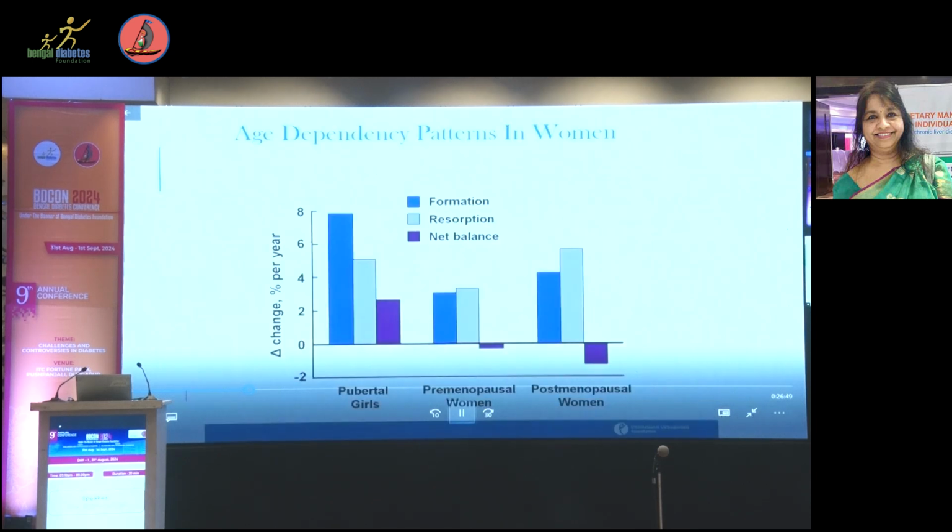And just to quickly show you what happens as an example in women: if you take pubertal girls, formation is more than resorption, so the net balance is good. When you take premenopausal women, resorption has already taken over a little bit, and so the net balance is already down a little bit. But in postmenopausal women, clearly the resorption is more, so the net balance is much lower. When I say premenopausal women here, you could think of it as perimenopausal women, in the years before the menopause.